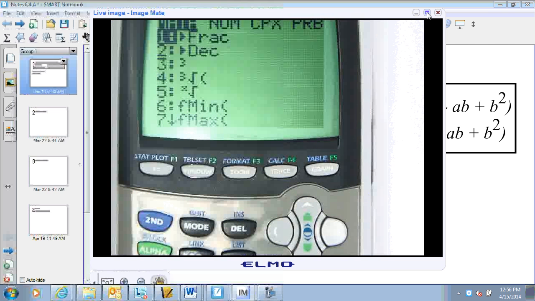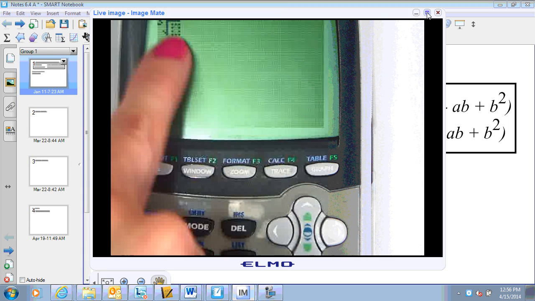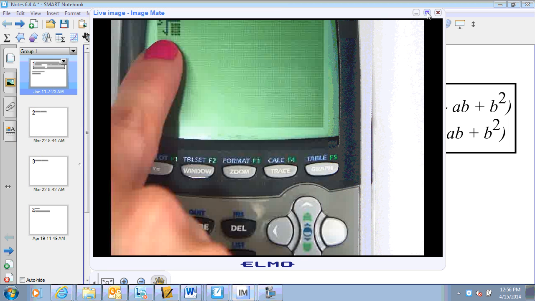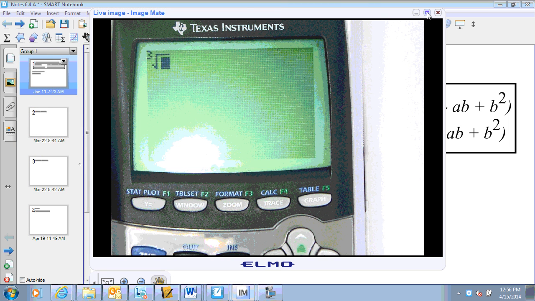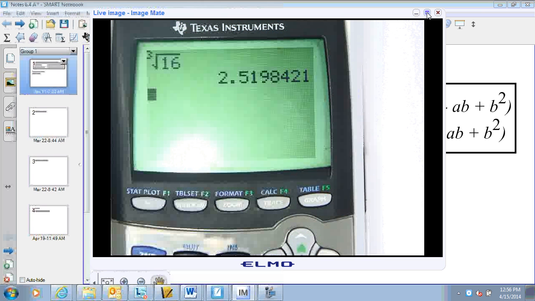It's a little 3 and then a radical. That's the cube root. So what I can do now, instead of asking, is 16 a perfect cube? I can grab this cube root function, so grab 4, and it actually looks like you're taking the cube root. Instead of just the square root radical, it now puts a 3 there, which means you're taking the cube root. I'm going to type in 16. 16 is not a perfect cube.